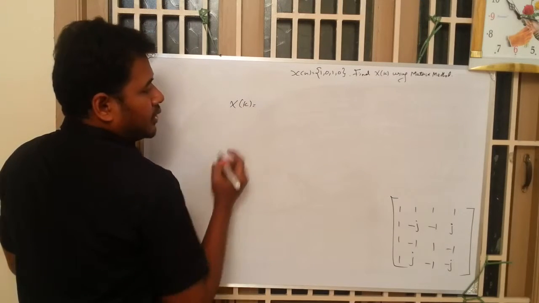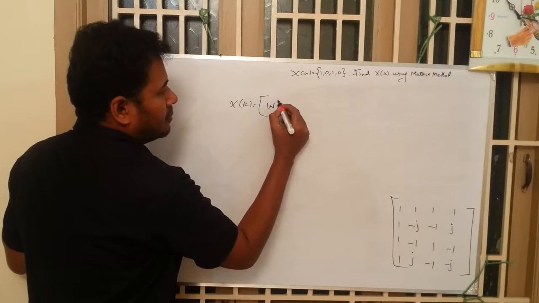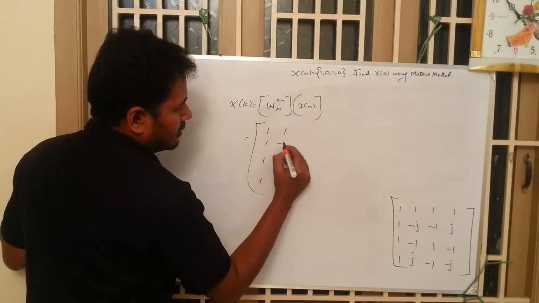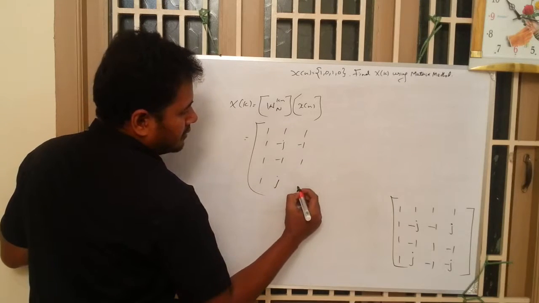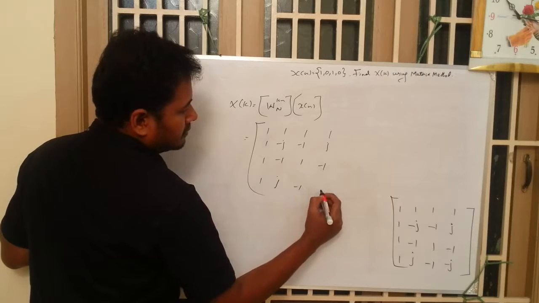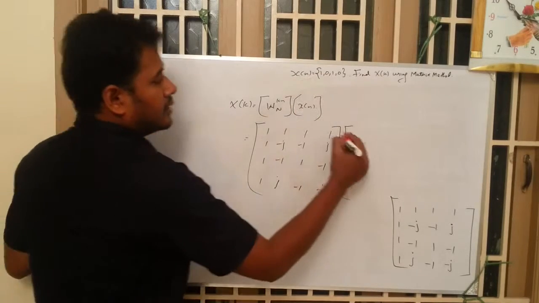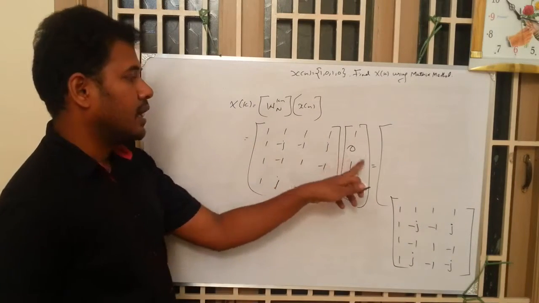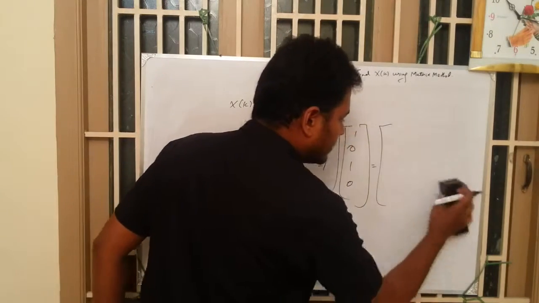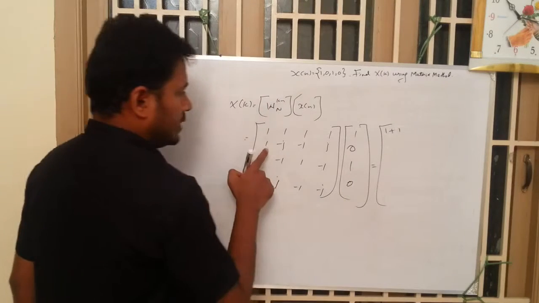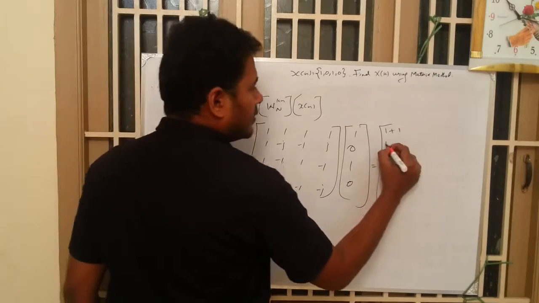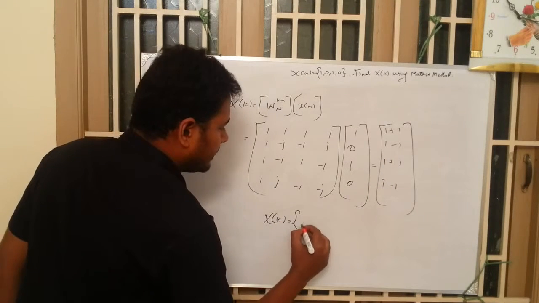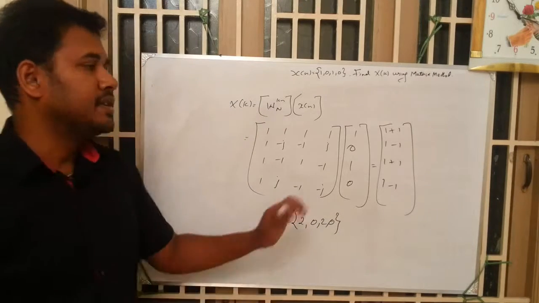So for finding x of k, it is going to be the matrix, that is W base n power kn, into x of n, which is 1 0 1 0. If you do the regular matrix multiplication, you will get 1 into 1 plus 1 into 0 plus 1 into 1 plus 1 into 0, that is 1 plus 1. Here 1 into 1 plus 1 into minus 1 into 1, that is 1 minus 1, next 1 plus 1, next 1 minus 1. So the required x of k is 2 0 2 0. This is how we have to do the matrix form.